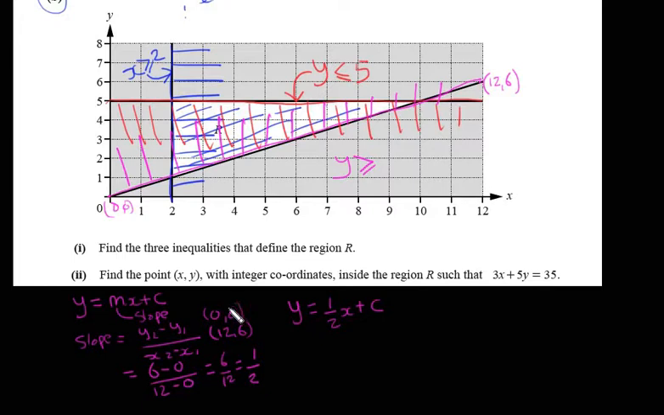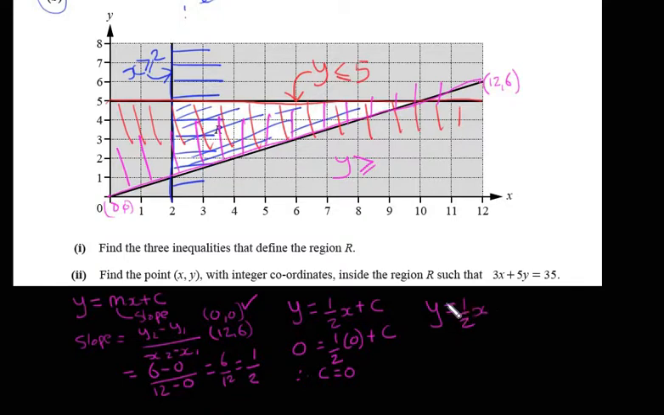Now we can use any of these coordinates, 0, 0 or 12, 6, and substitute in y and x to find c. Let's take 0, 0. So when y is equal to 0, we have half into x, which is 0, plus c. Therefore we get c is equal to 0. Hence our equation becomes y is equal to half x.